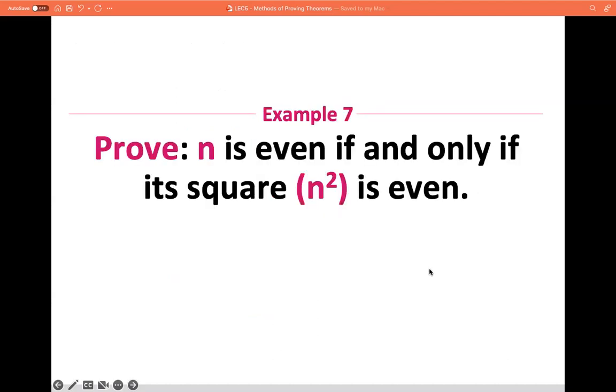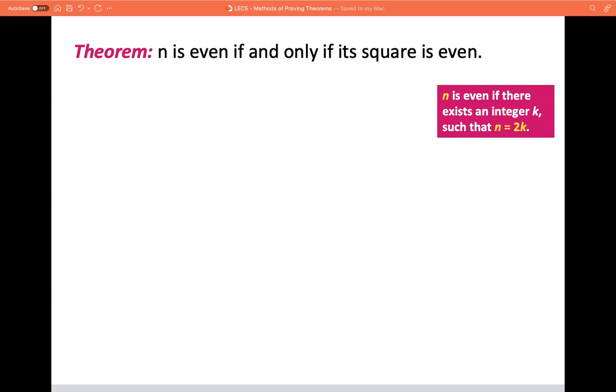To understand that, let us have an example. n is even if and only if its square n squared is even. How can we prove this biconditional statement? Again, before we start, we always have to begin with a definition of terms. So what is an even number?